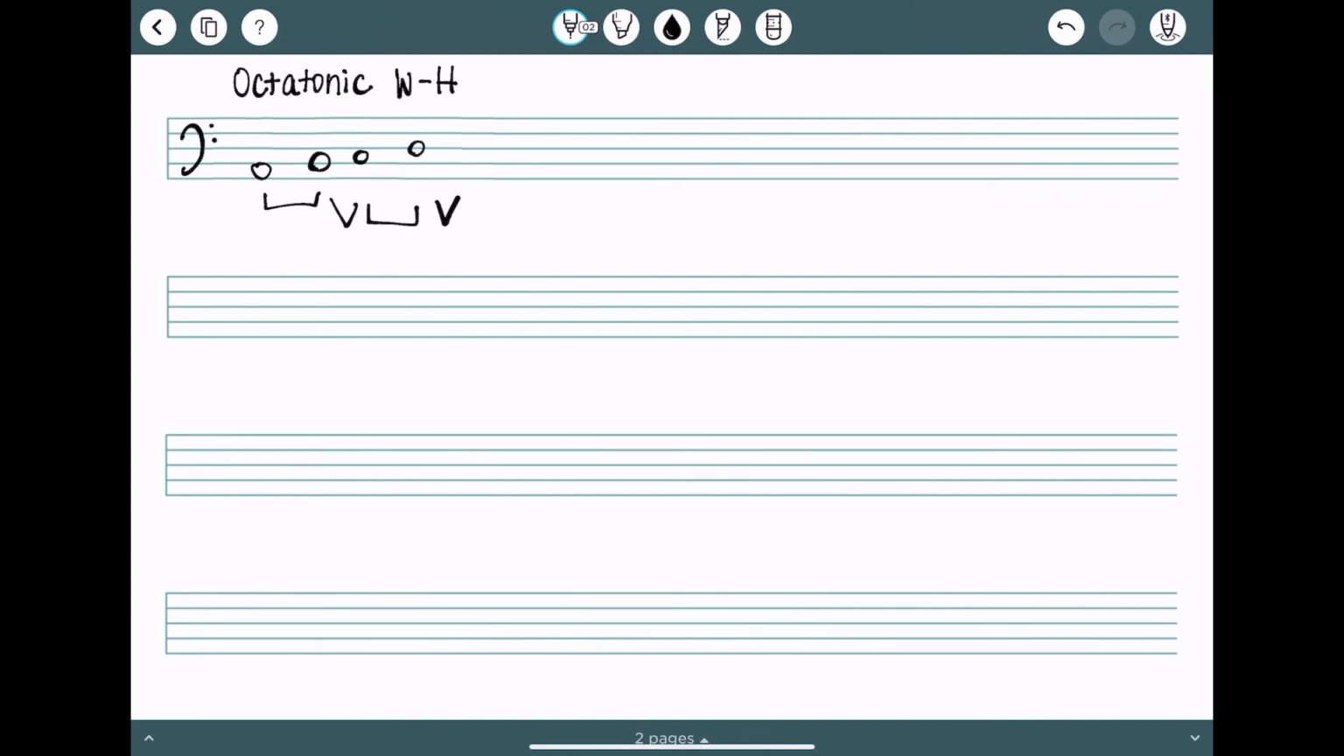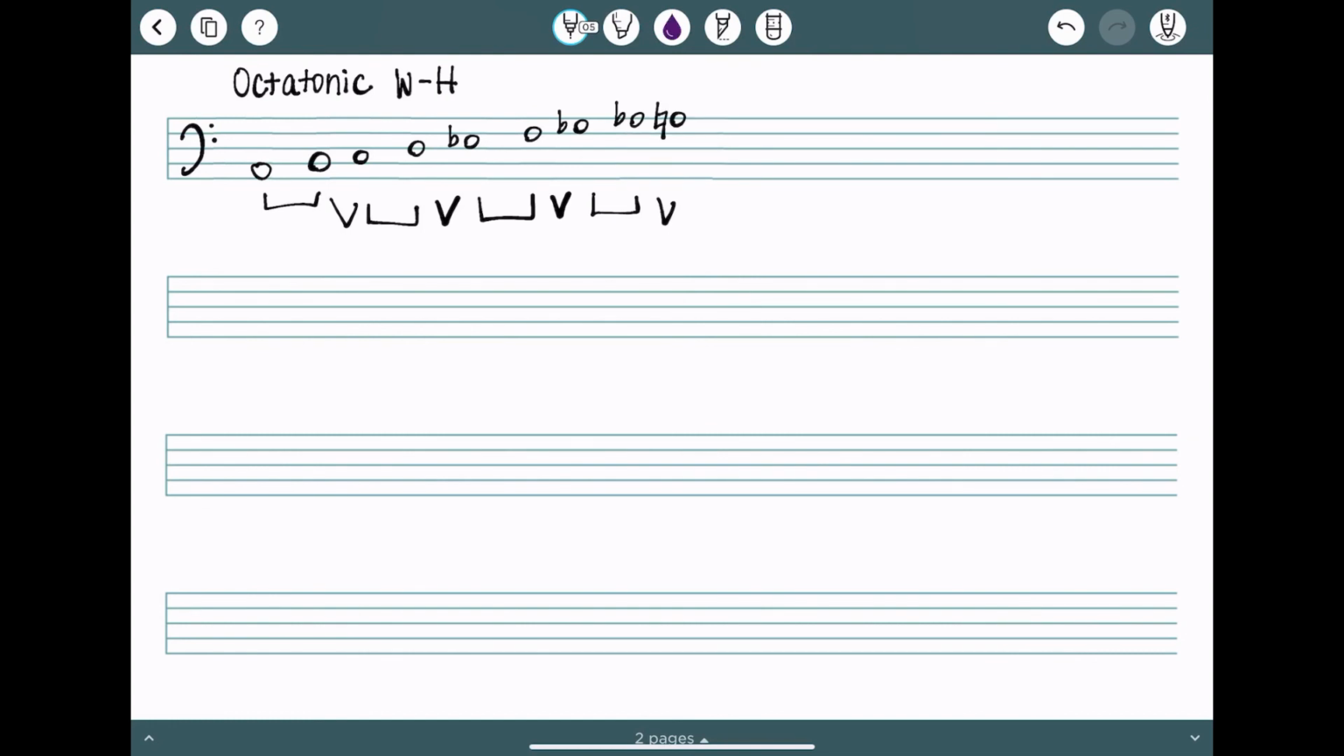Half step up from D is E flat. Up a whole step gets us to F. Half step again is G flat. Whole step up to A flat. And then a half step up back to A natural.